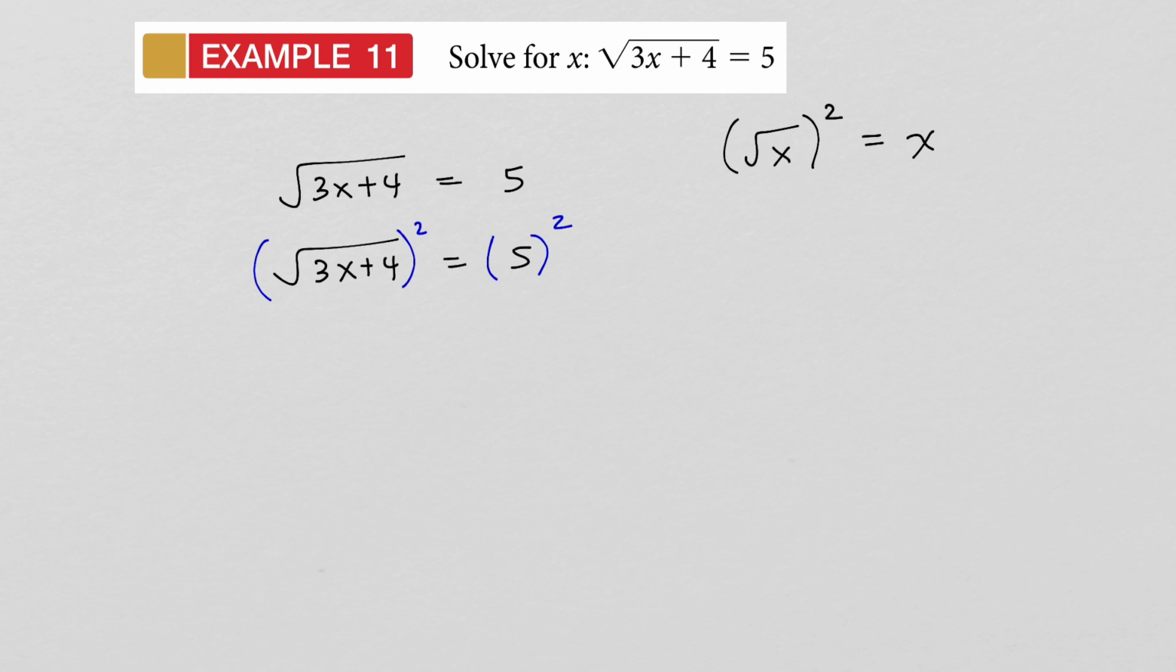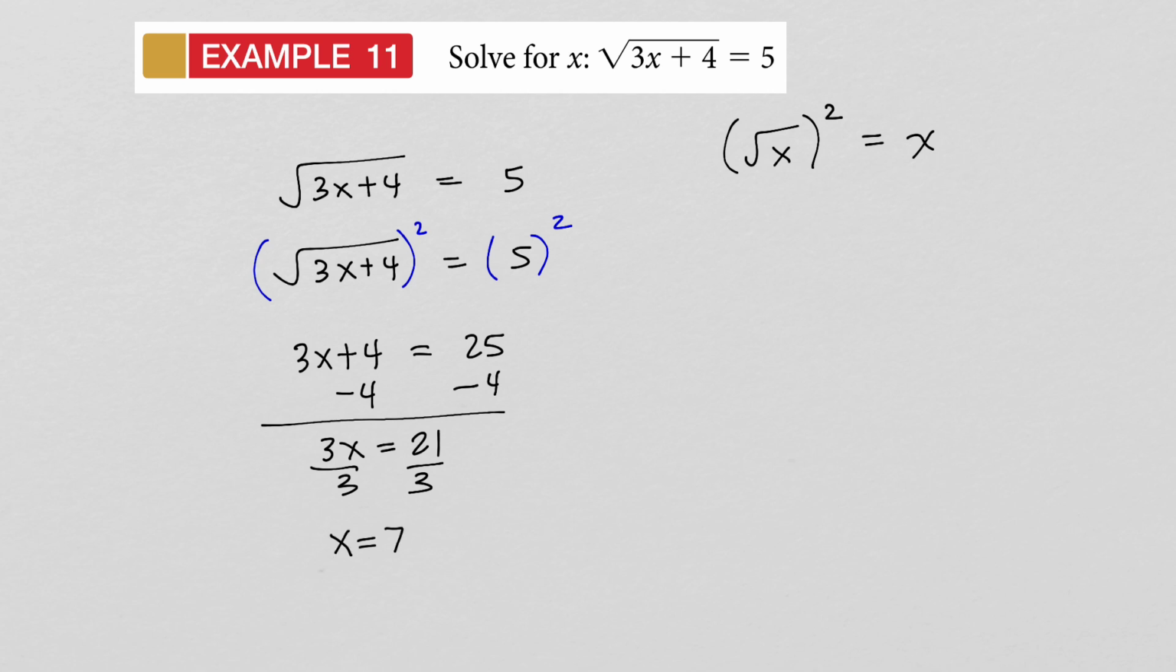And the reason we're doing this is because on the left-hand side, we just get 3x plus 4. On the right-hand side, we get 25. And see, now we know how to solve this equation. So once you get rid of the radical, that's pretty much all there is to it. So here we're going to have x is equal to 7. Now, you must check, okay? You must check your answer. Because sometimes you can do everything right and your answer still doesn't work. And I'll talk about why that is in just a minute.